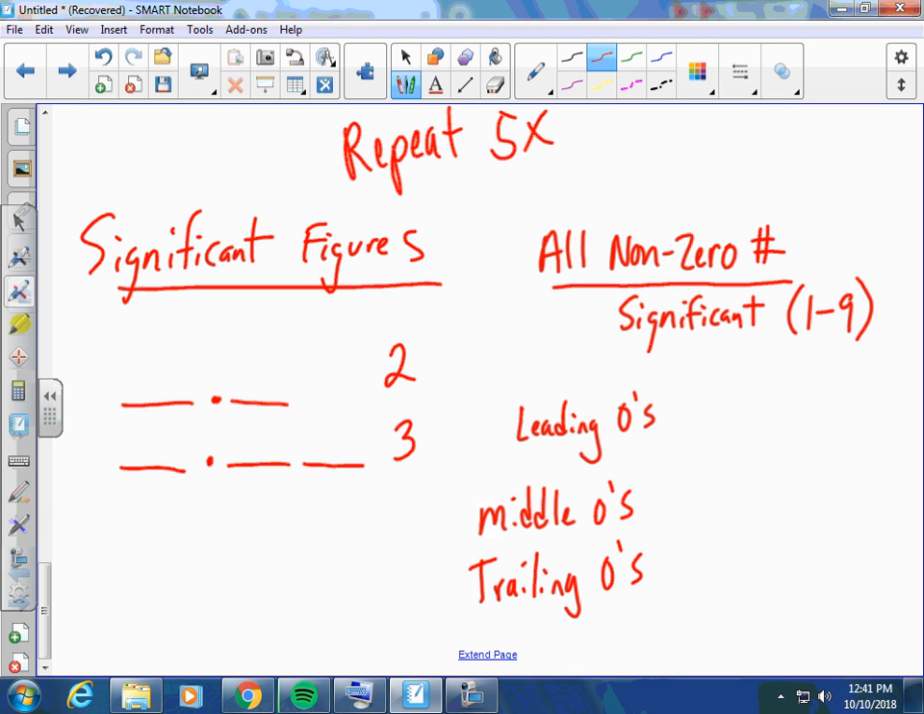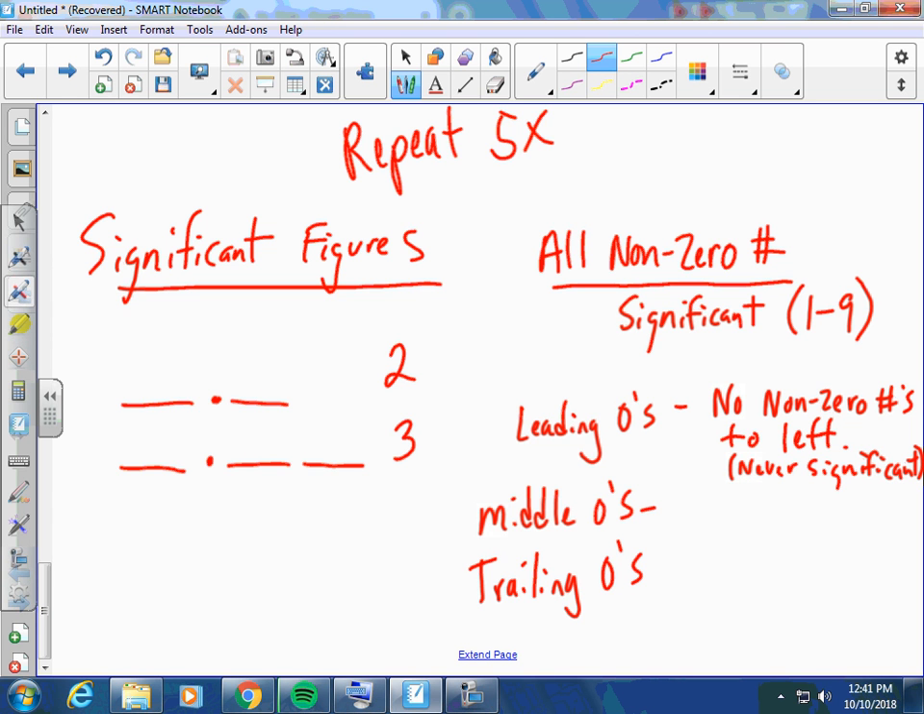Leading means that if I look at the number, there's no non-zero numbers to the left. Okay? I'll show you an example. These are never significant. So we never count those as significant figures. We just ignore them. They're just taking up space. They're place markers is all they are, but they're not important in the measurement.